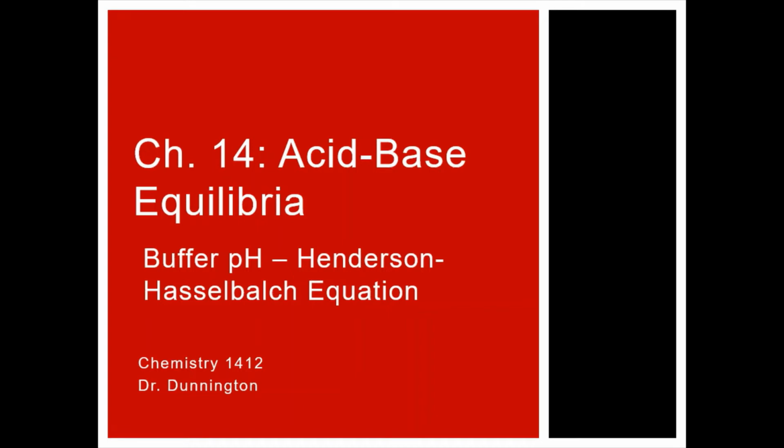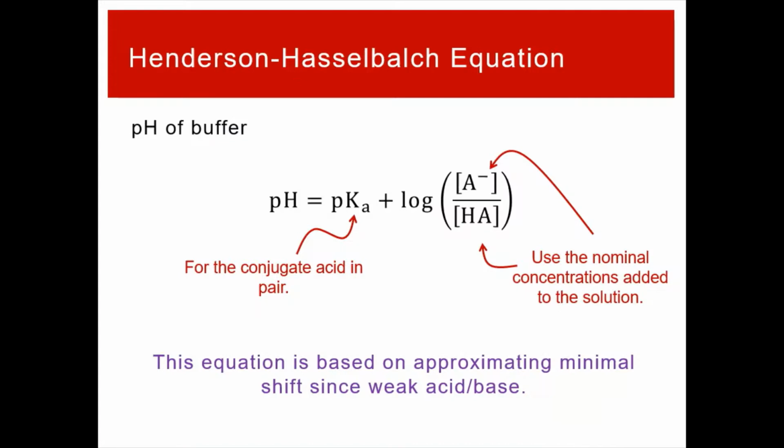The whole purpose of buffers is to not have their pH change. So a reasonable question is, how do you calculate the pH of a buffer? And while you can use an ice table, where you look at how the different acids and bases interact with water to create hydroniums, hydroxides, and so on, you can also just use what's called the Henderson-Hasselbalch equation.